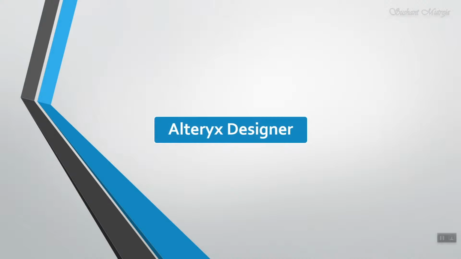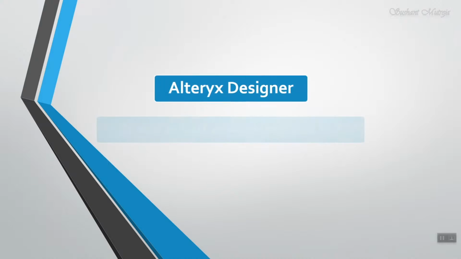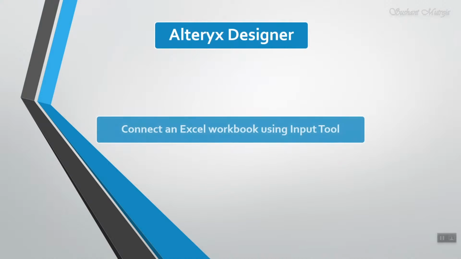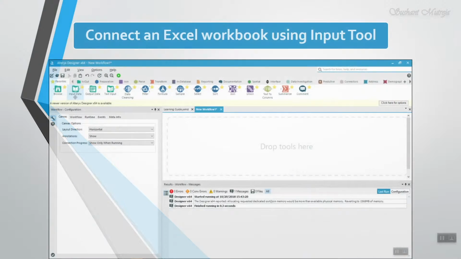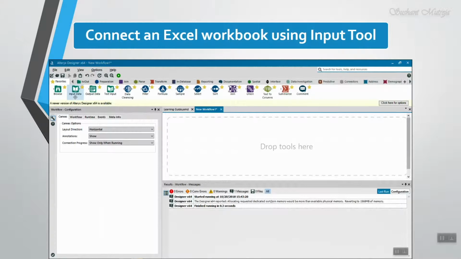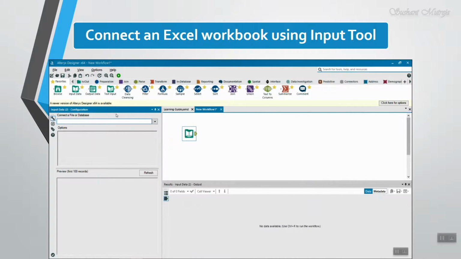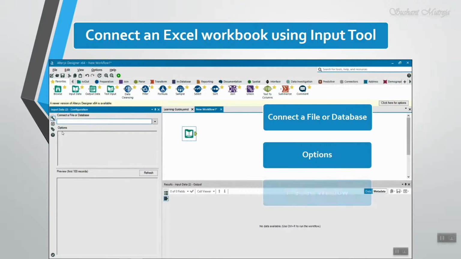Hello everyone. Today in our session, we will discuss how to connect an Excel workbook using the input tool. The first step for every workflow starts from some form of connection to data. Let's bring the input tool onto the canvas, and as we can see in the configuration window, there are three sections: connect a file or database, options, and preview.